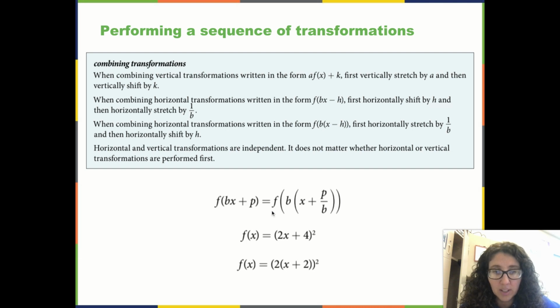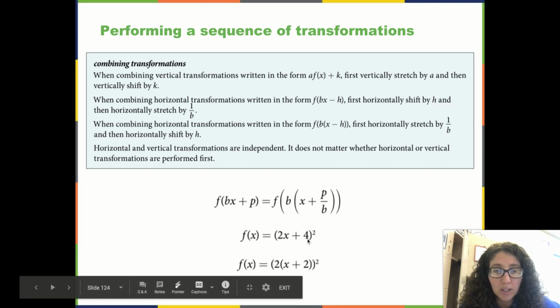Okay, so here's an example. f of x equals 2x plus 4. Let's see, our base function we're dealing with is x squared, right? It's going to be a parabola that's going to have a horizontal stretch or compression and a horizontal shift. Okay, but we notice there's this coefficient in front of the x. I need to factor that out. Okay, so I'm going to factor the 2 out of these two terms. So I'm going to have 2 times x plus 2, right?